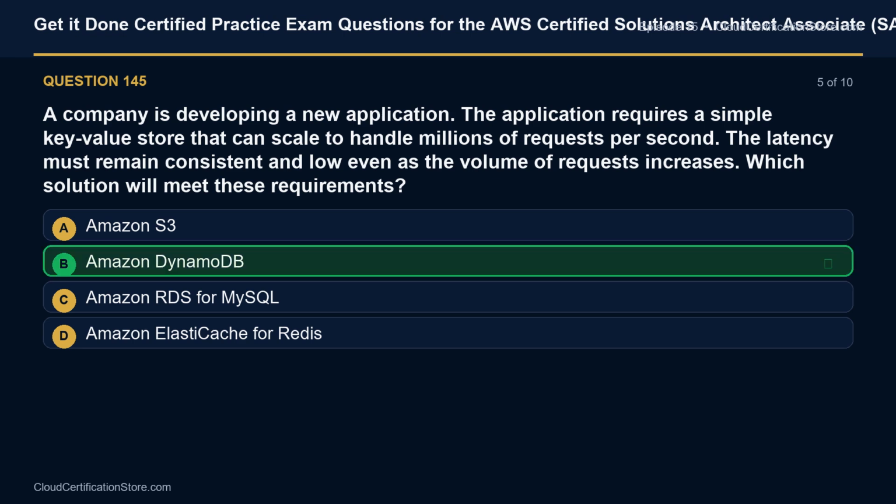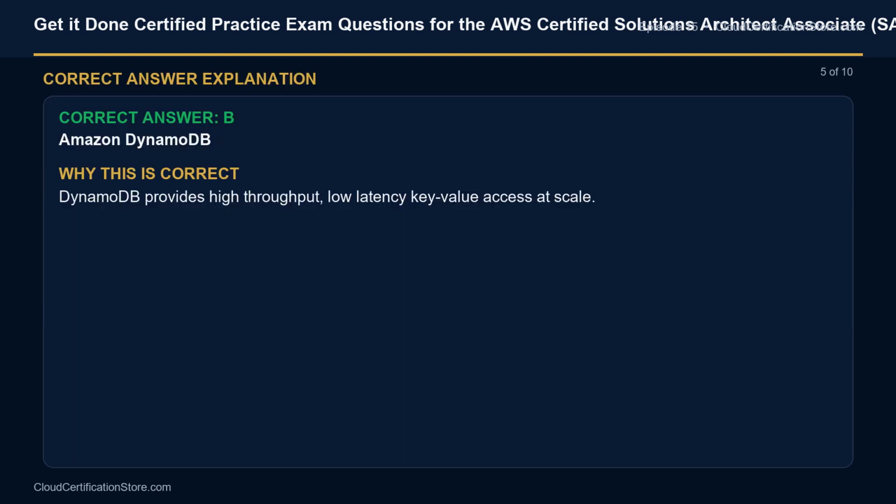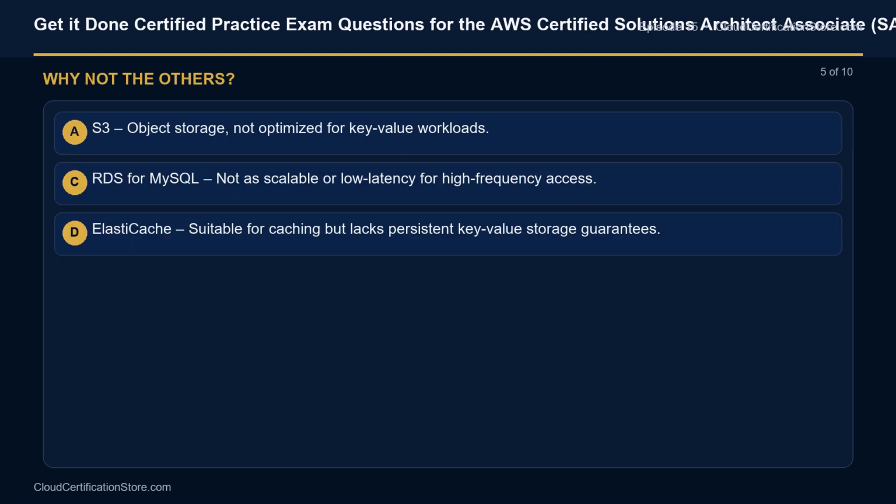The correct answer is B, Amazon DynamoDB. Explanation: DynamoDB provides high throughput, low latency key-value access at scale. Why not option A? S3 is object storage, not optimized for key-value workloads. Why not option C? RDS for MySQL is not as scalable or low latency for high-frequency access. Why not option D? ElastiCache is suitable for caching but lacks persistent key-value storage guarantees.